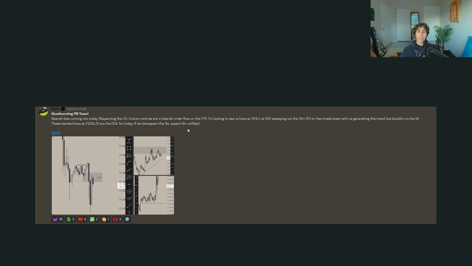And these are those if-then statements, right? So I'm always going to be leaning some sort of way. So in this example, I'm leaning bearish, but let's say price does start disrespecting this 1 hour gap and we start displacing higher with massive speed.